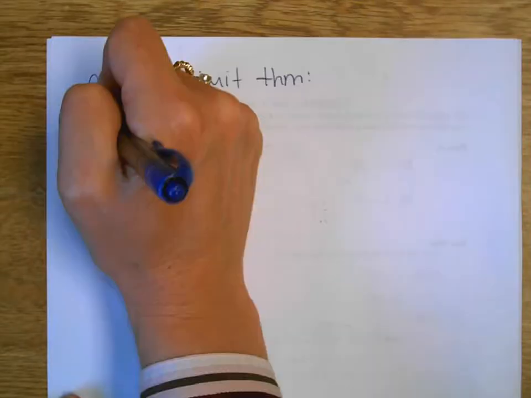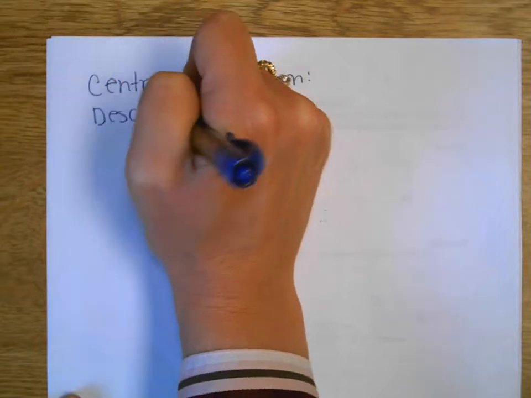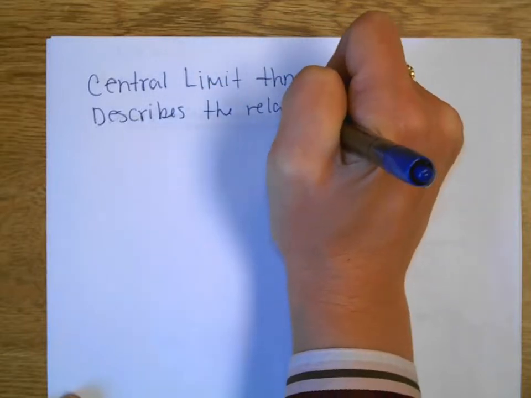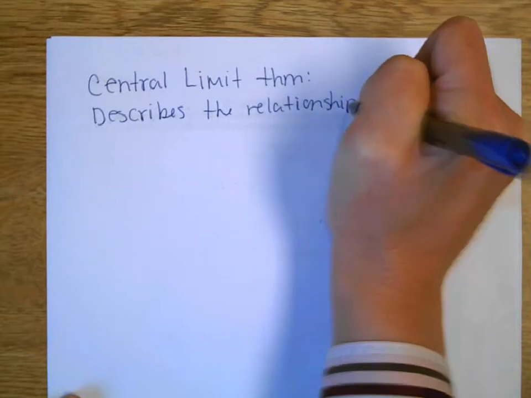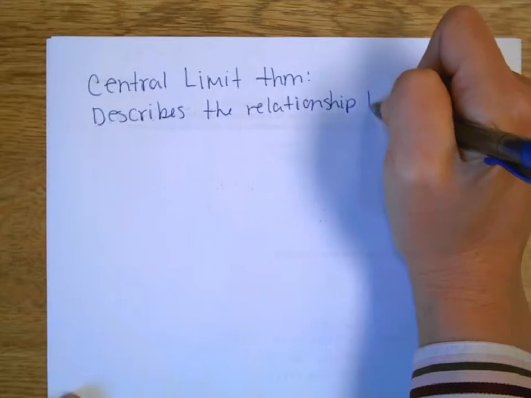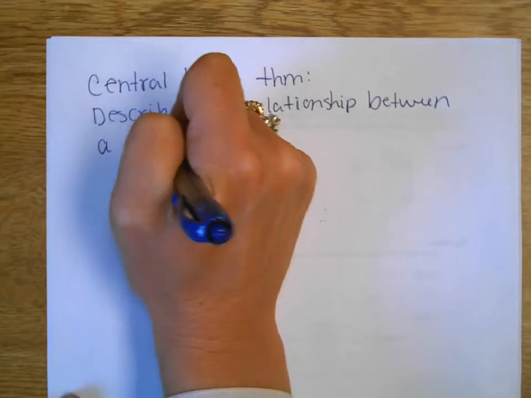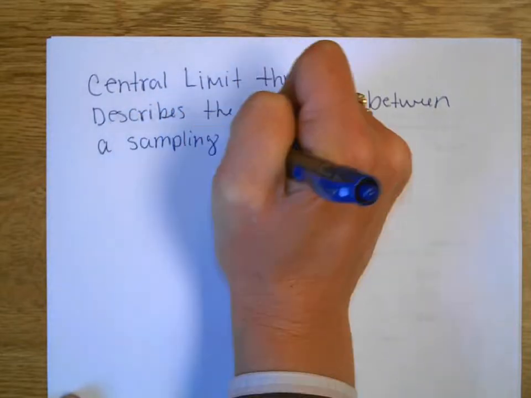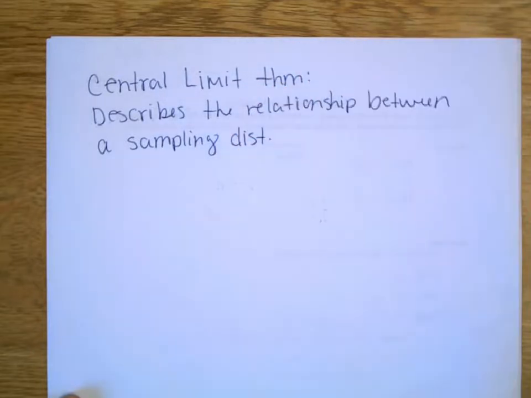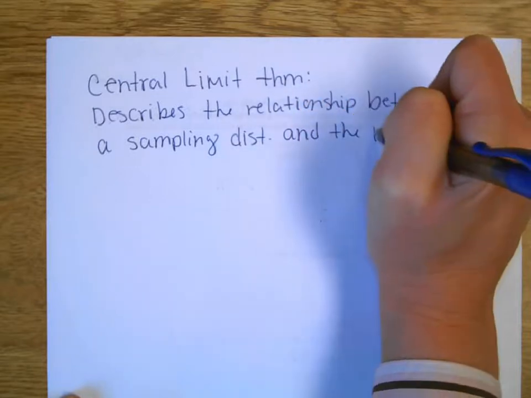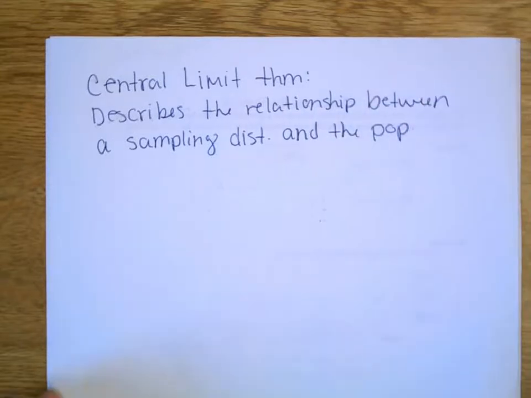Okay, the central limit theorem describes the relationship between a sampling distribution and the population. There, I shortened that up as much as I could.